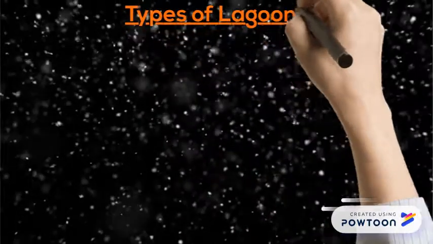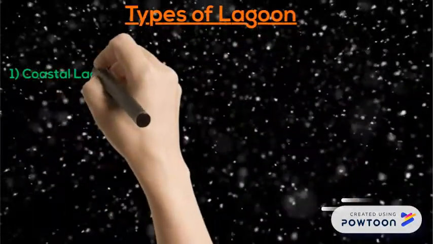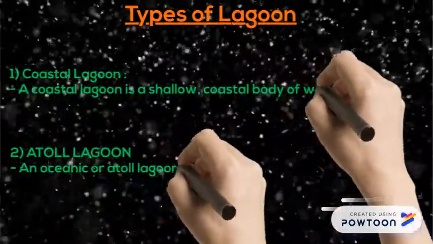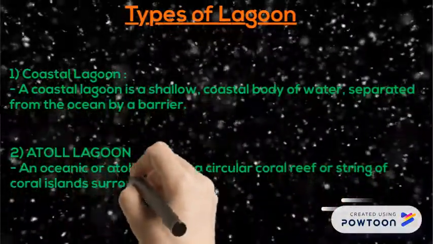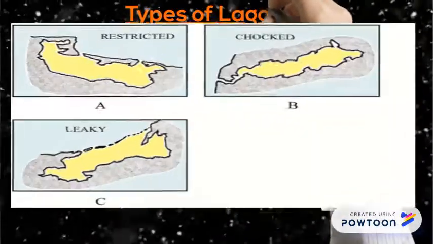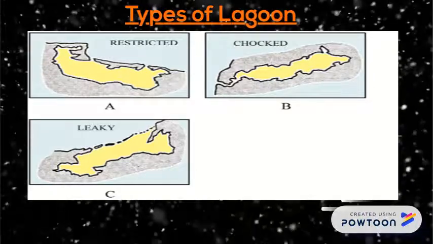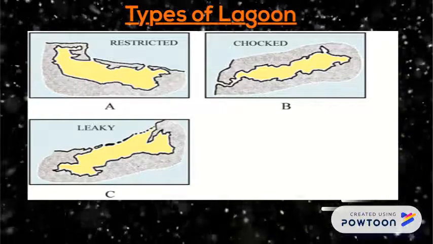So there are two types of lagoon. One is the coastal lagoon. A coastal lagoon is a shallow coastal body of water separated from the ocean by a barrier. Secondly is the atoll lagoon, an oceanic one. So now we can see there are three types of lagoon. First is restricted, second is choked, third is leaky.